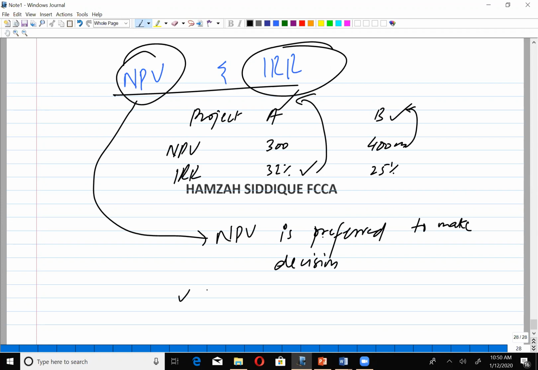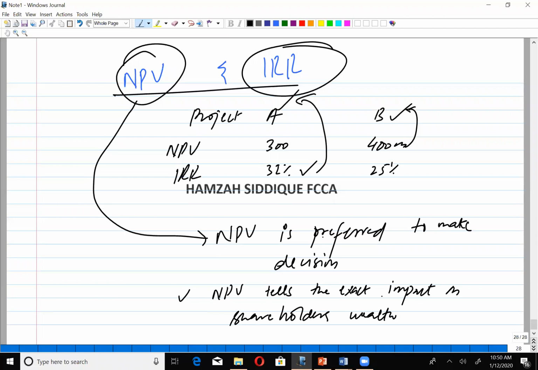Two reasons. First of all, NPV tells the exact impact on shareholders' wealth. Yes, it tells the exact impact and is an absolute term. Now, next.